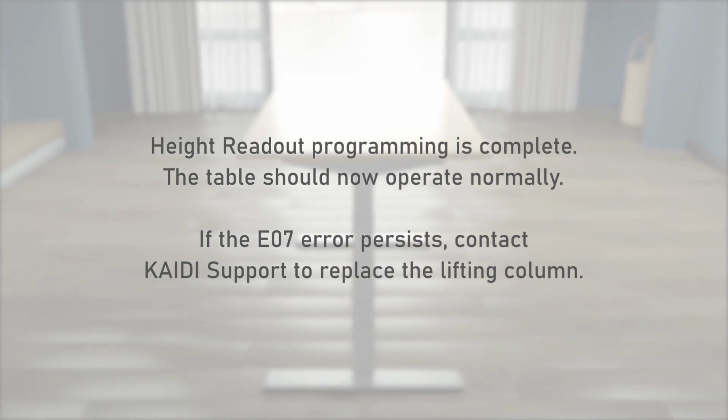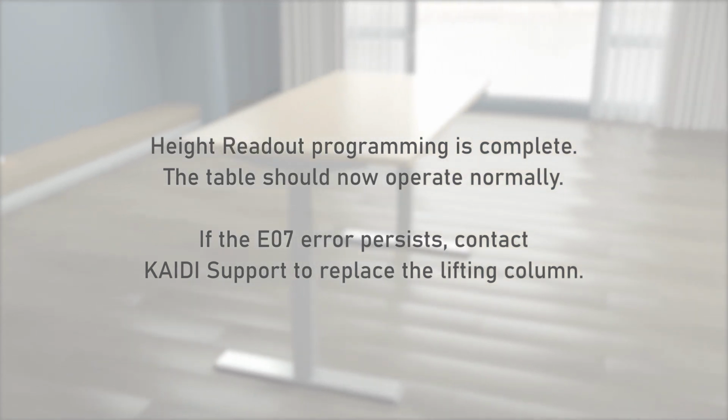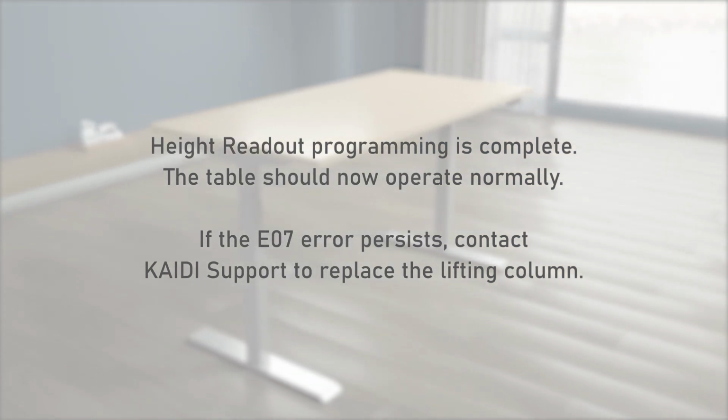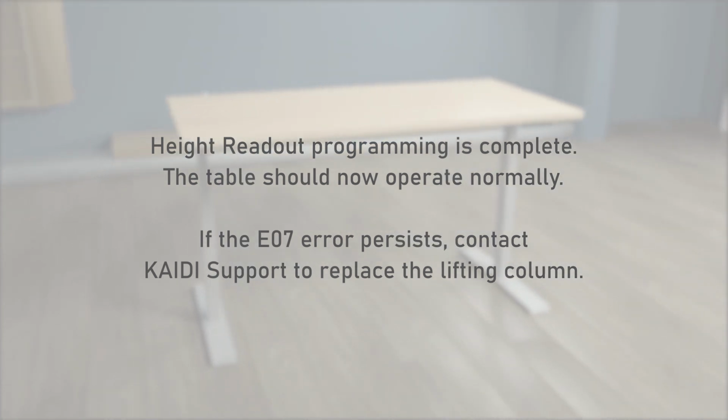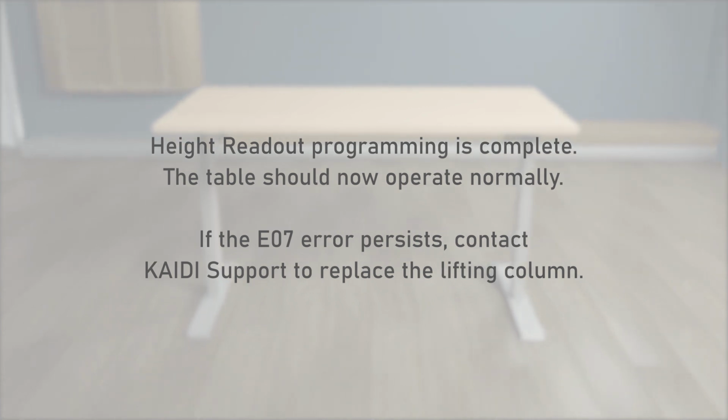Height readout programming is complete. The table should now operate normally. If the E07 error persists, contact Kaidi support to replace the lifting column.